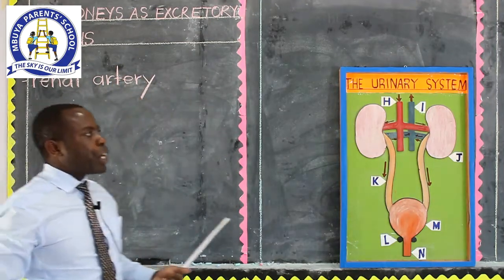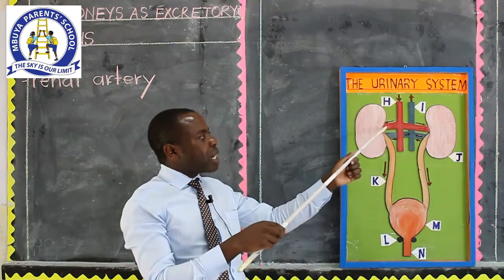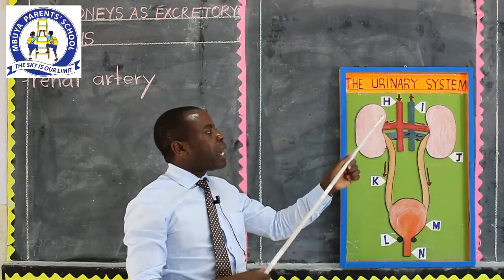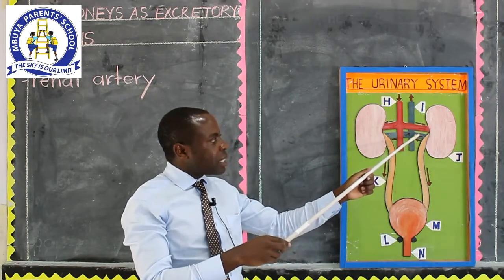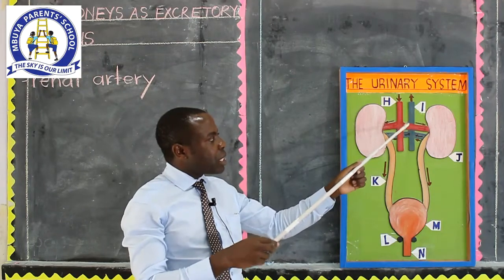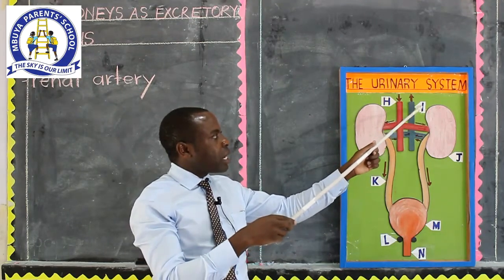We call that part renal artery. So we say the renal artery supplies the kidney with blood. Now, when blood is filtered, it leaves this part like this, then it collects here, from this side it collects here, and then it is taken out.